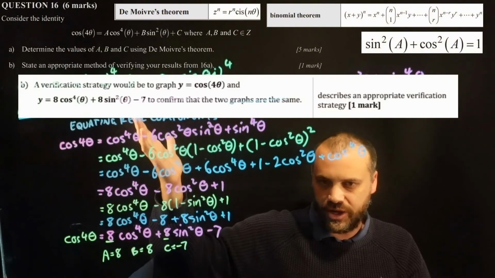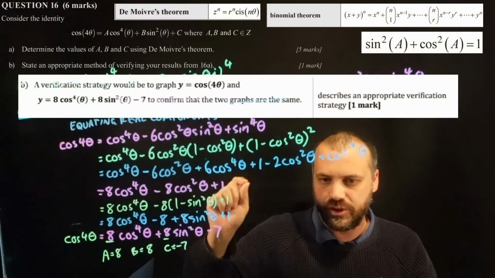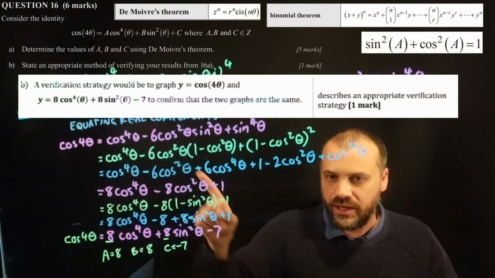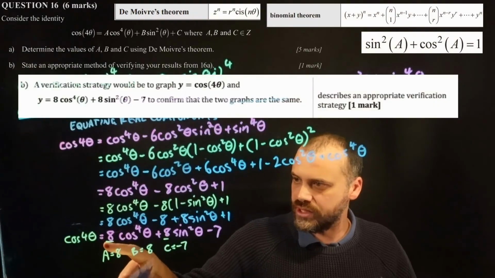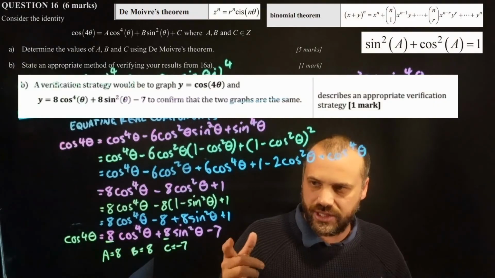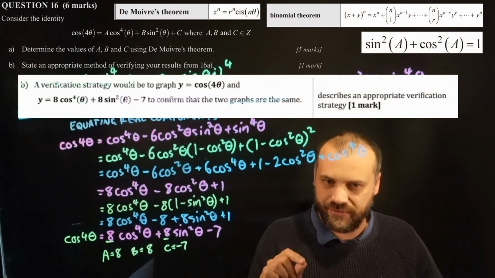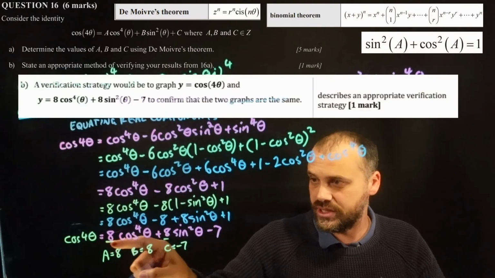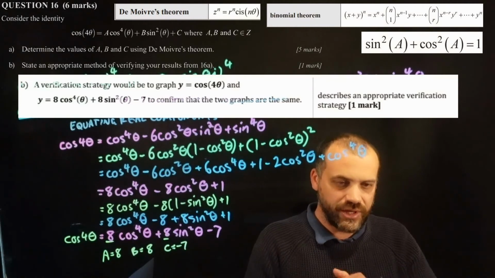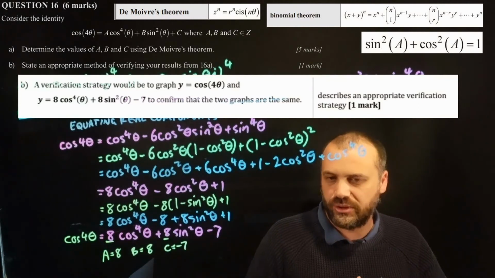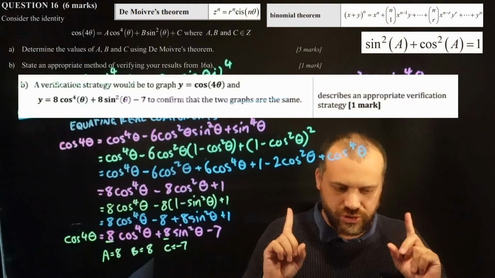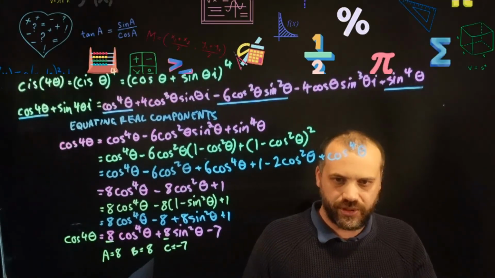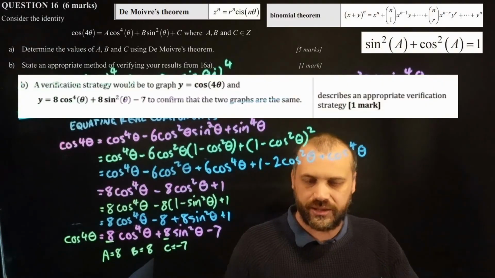A verification strategy would be to graph y equals cos 4 theta. So graph this, y equals cos 4 theta, you'll get some sort of graph. Graph y equals this, 8 cos 4 theta plus 8 sine squared theta minus 7. When you look at those two graphs, they should be identical because this graph should be equal to this graph. So that's the kind of description they were looking for, a good strategy to verify that this is true. All right, celebrating that one.